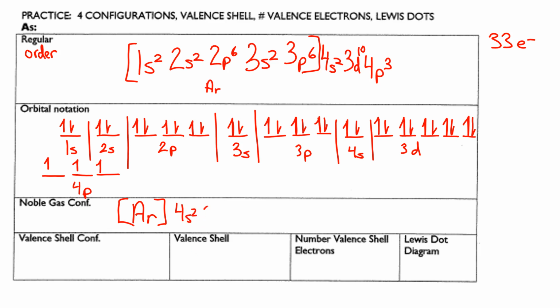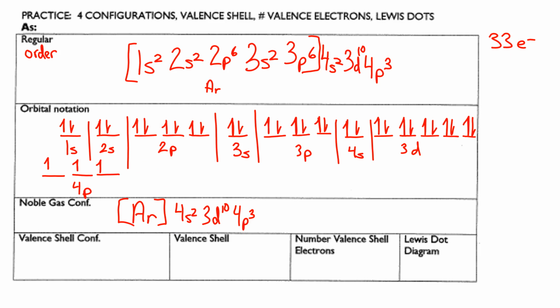4s2, 3d10, 4p3. All right. So again, this says the same thing as this, but it allows me to look at it a little bit differently. And this says the same thing as the other two. It just allows me a different way to look at it.